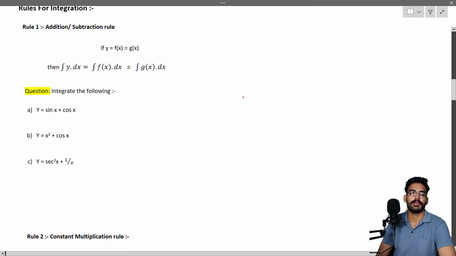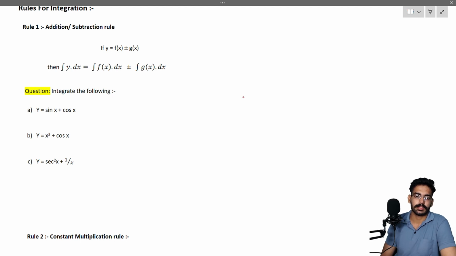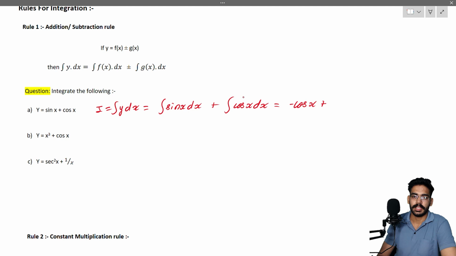So what are the examples? y equal to sin x plus cos x. Okay, so here y equal to sin x plus cos x. So if you integrate y dx, what are we going to do? We will integrate separately integration sin x dx plus integration cos x dx. Okay, so what is the integration of sin x? We know minus cos x plus integration of cos x, sin x. Okay, plus 1 c. Both will have a constant, so I replace both constants with one constant. Okay, c1 plus c2 equal to c.